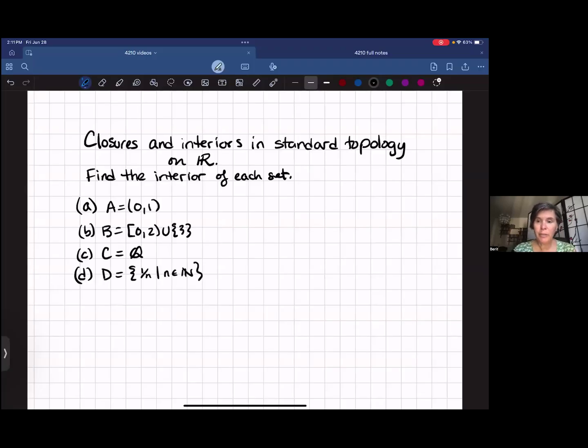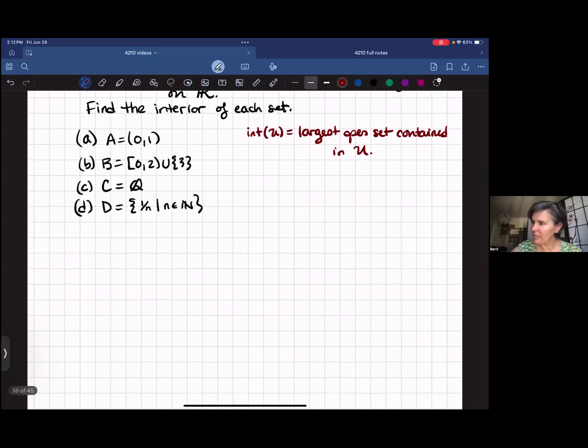In this video, we're going to practice finding interiors of sets, and we're going to do this in the standard topology on R. So remember that the interior of a set U is the largest open set contained in U. Okay, so let's find the interior of each one of these sets.